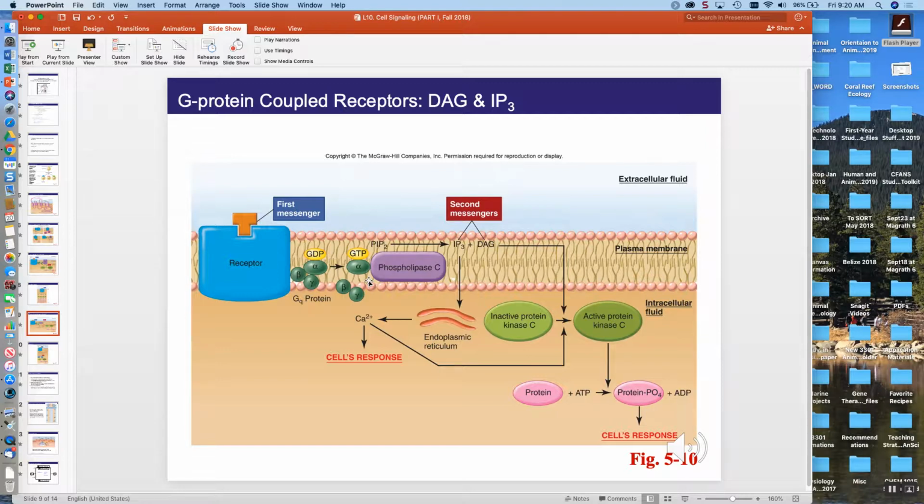It's a global response. And it's actually a positive feedback mechanism. It amplifies the response because calcium also activates IP3 receptors. So the more calcium that enters into the intracellular space, the more calcium's released. It helps with the amplification response.